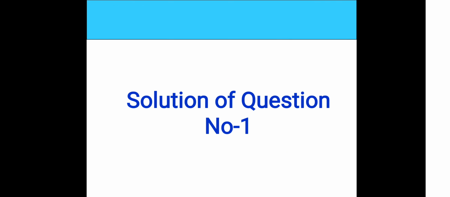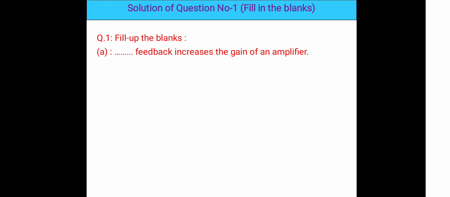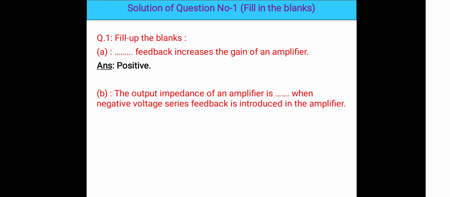Next we will see the solution of question number 1, fill in the blanks. See the first question: dash feedback increases the gain of the amplifier. We know that positive feedback increases the gain of the amplifier. Next question: the output impedance of an amplifier is dash when negative voltage series feedback is introduced in the amplifier. The output impedance of the amplifier will be decreased when negative voltage series feedback is introduced.